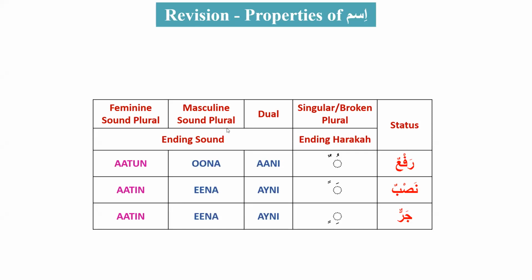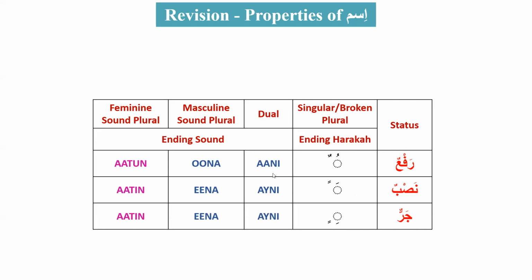I have revised this table, the table of how to tell the status, because now you know the broken plural and the sound plural. So I have just changed the headings a bit, not a big change. You already know all of this. So if it is for telling status, if it is a singular word, then one dhamma or double dhamma is rafa on the last letter. One fatha, double fatha is nasab, single kasra or double kasra is jar.